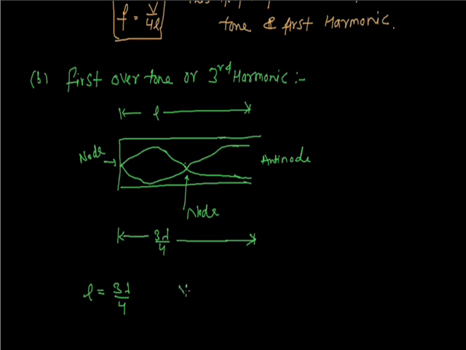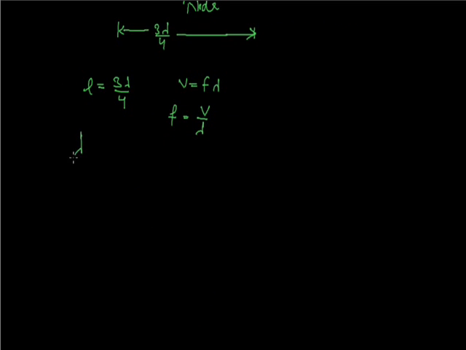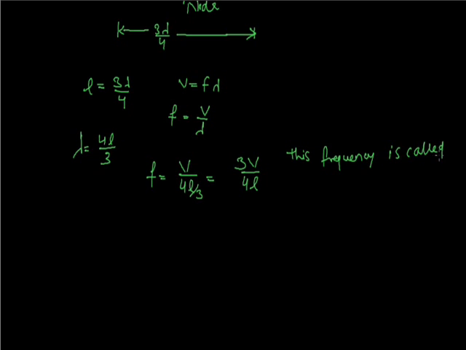Again we apply the relation V is equal to lambda F, and F is equal to V by lambda. So what will be the lambda? That is the wavelength, 4L by 3. Now put the value of the wavelength in this formula: F is equal to V by 4L by 3, that is 3V by 4L. This frequency is called the first overtone or third harmonic.